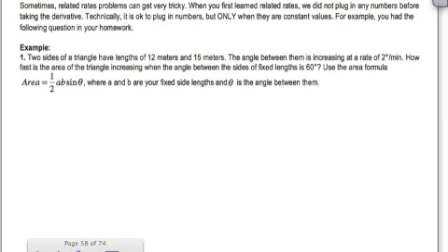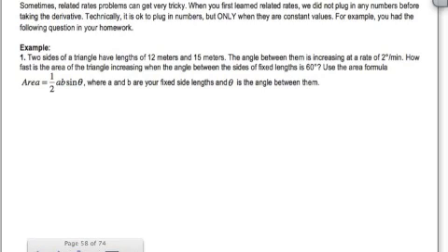And we're going to do part 3, even more related rates. So we're going to do some trickier ones. All right, so it says sometimes related rates problems can get very tricky. When you first learned related rates, so yesterday, we did not plug in any numbers before taking the derivative. Technically, it is okay to plug in the numbers, though. Some of you guys saw this on your homework yesterday. You guys had example 1 on your homework.